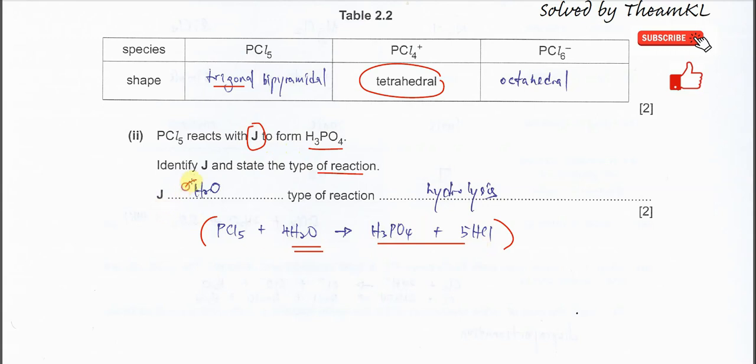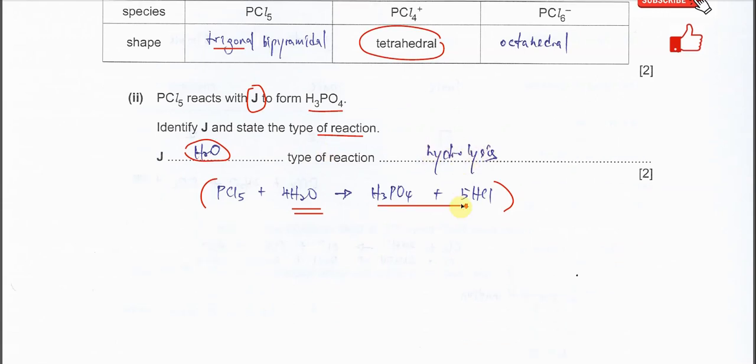So J is H2O. What is the type of reaction? The type of reaction is, of course, better for you to put hydrolysis. Why? Because this compound reacts with the H2O and forms other things. So the type of reaction is confirmed hydrolysis. So this is the best answer. Anything that reacts with water and forms other compounds, you can always say that it is a hydrolysis. It means using water during the reaction.